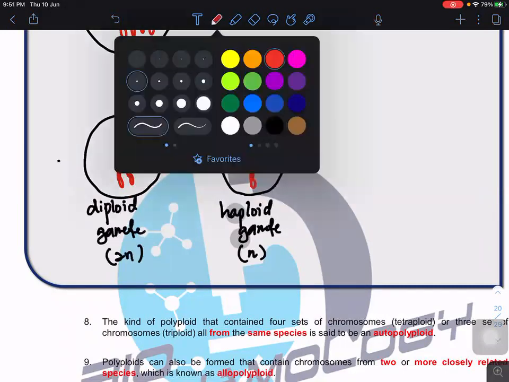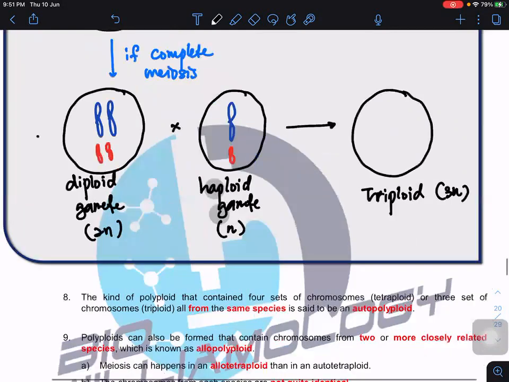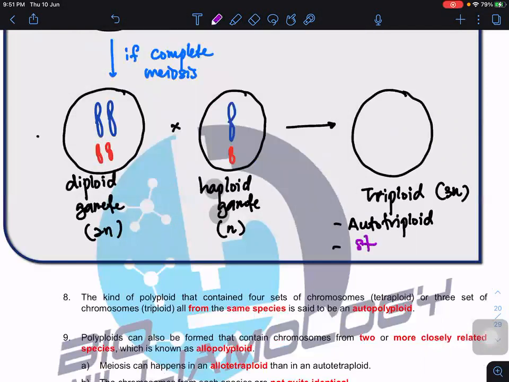So what do we have? In this case, we are going to have a triploid, 3n. Because of the same parent, this triploid is also known as autotriploid. And they are sterile. Okay, definitely they are sterile.